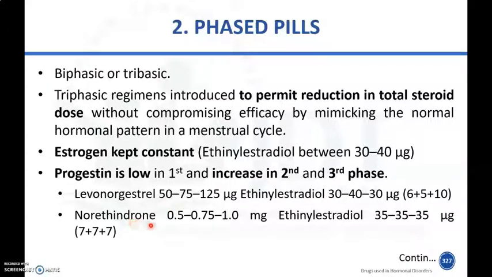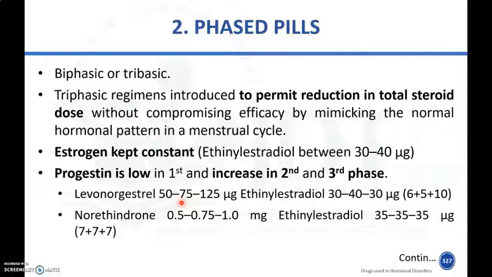Now in case of norethindrone, we will use 0.5 mg in first 7 days along with ethinyl estradiol 35 microgram. Then next 7 days we will use norethindrone 0.75 milligram and ethinyl estradiol 30 microgram combination, and finally last 7 days we will use 1 milligram of norethindrone and 35 microgram of ethinyl estradiol. So total of 21 days cycle will be completed.